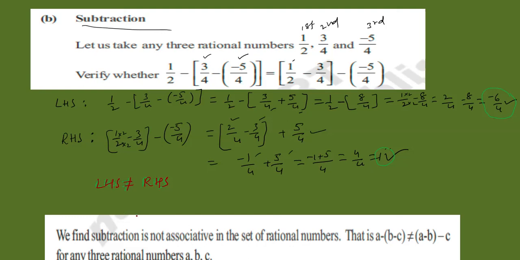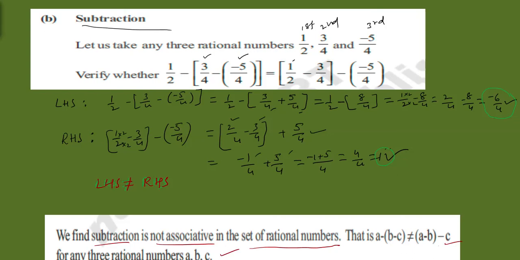Subtraction is not associative in rational numbers. Here you may observe what is written at the bottom of the screen: we find subtraction is not associative in the set of rational numbers. That means rational numbers do not satisfy the associative property in subtraction. Here a, b, c represent rational numbers. (a minus b) minus c is not equal to a minus (b minus c), for any three rational numbers a, b, c.